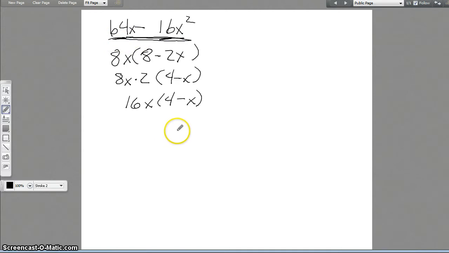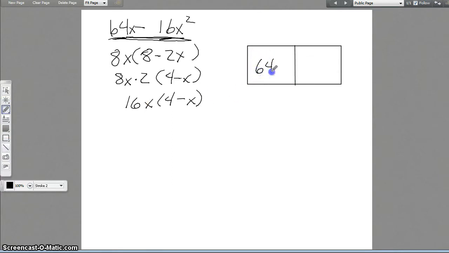Now another way that we could have done this is with our grid method. So let me draw our grid over here and draw my line right there. With the grid method, we need to have 64x here and negative 16x squared there. So we need to see what our greatest common factor is. Again, we could have looked at this and said, I can see 8x is a common factor. What do we have to multiply by 8x to get 64x? That would be 8. What do we have to multiply by 8x to get negative 16x squared? That would be negative 2x.